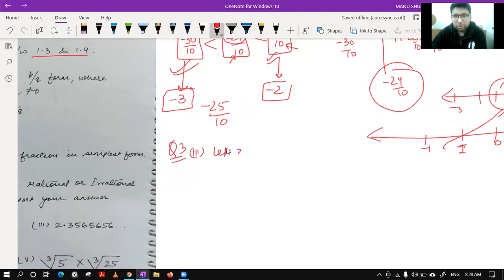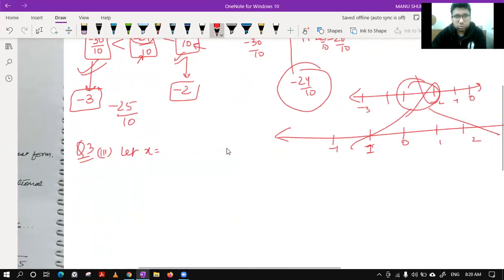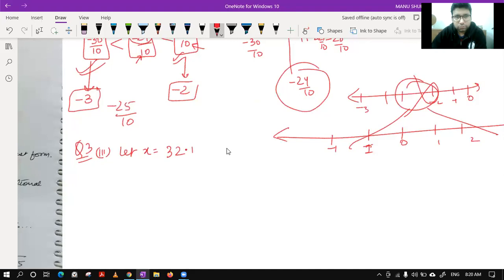So 32.1235 bar. Question number 3, third part. Let x be equal to 32.1235 bar. Okay, this is the question. So we all know we can't write this number right now in the form P upon Q. The reason is this repeating block. When we try to write it, this block will keep on coming and we won't be able to write it. So we need to cut this repeating part somehow.